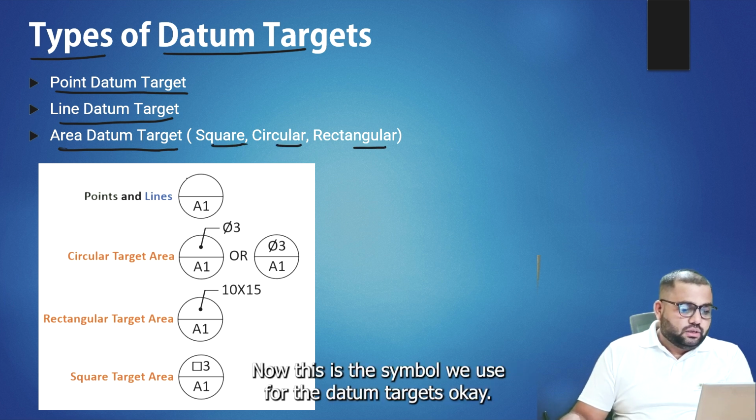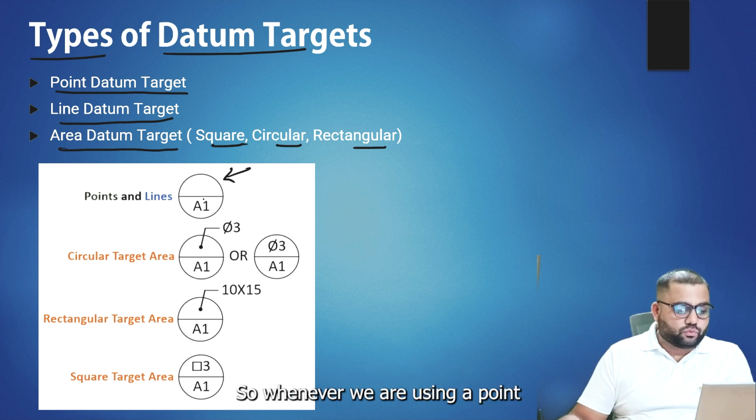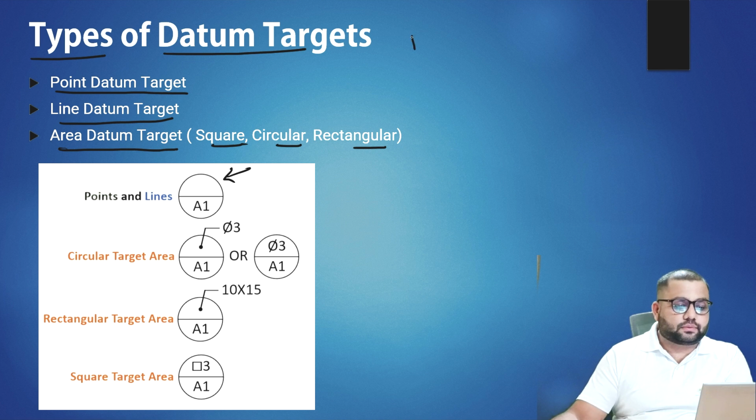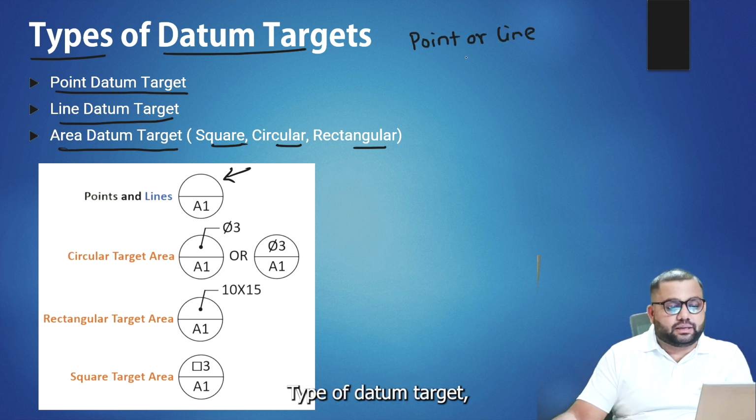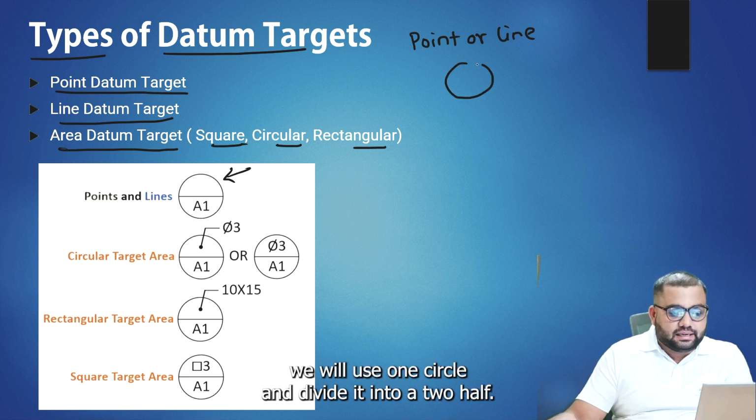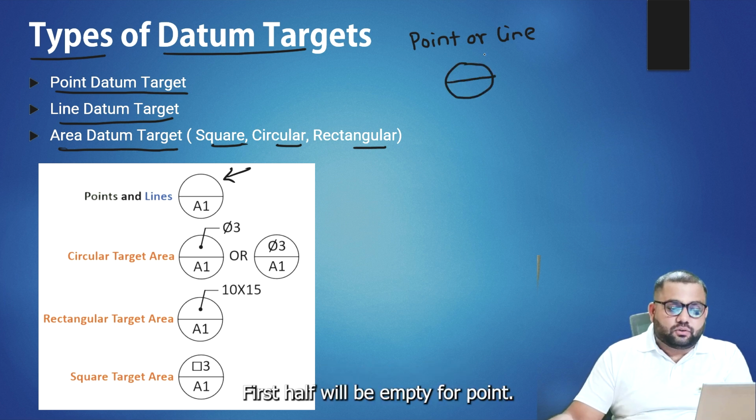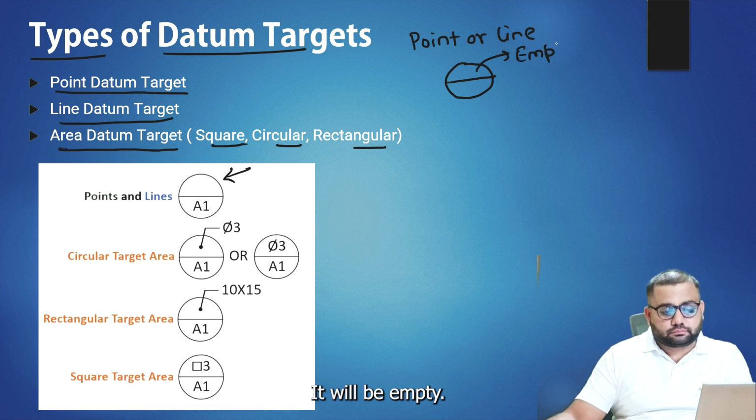Okay. Now this is the symbol we use for the datum targets. Whenever we are using a point or a line type of datum target, we will use one circle and divide it into two halves. The first half will be empty for point and line.